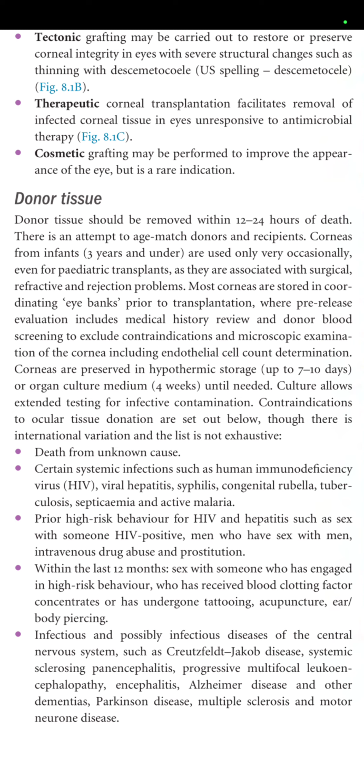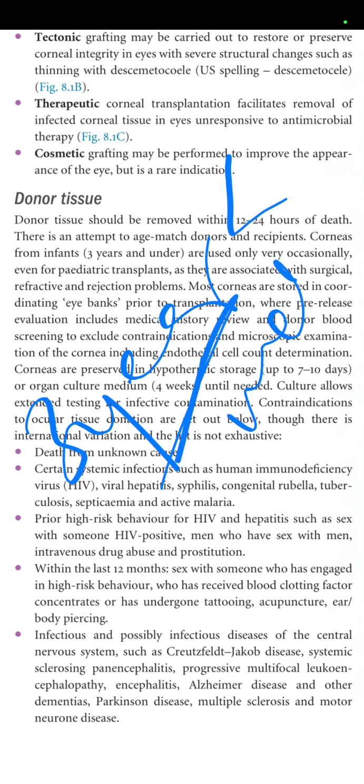So basically, we do not use the cornea of a child 3 years or under, because the cornea is not so developed, and it is basically an elastic cornea and a little bit smaller. So that is why we do not use the cornea for pediatric transplants.